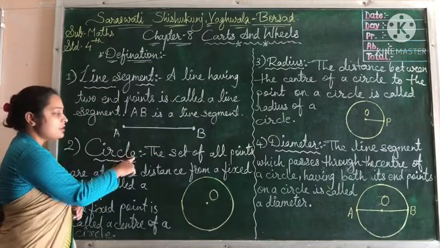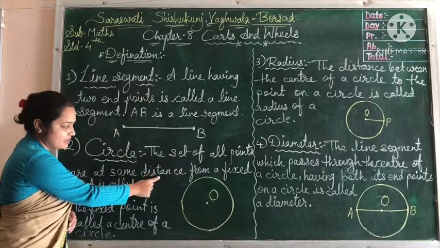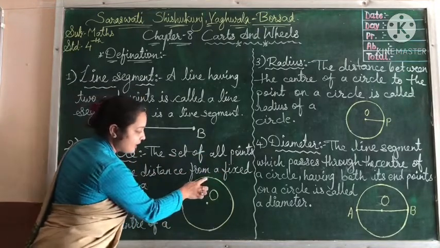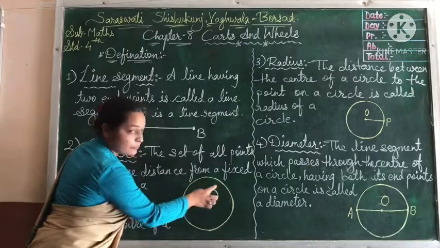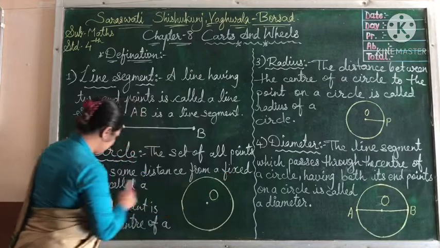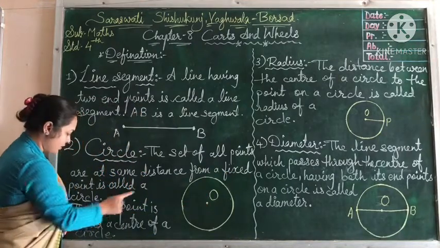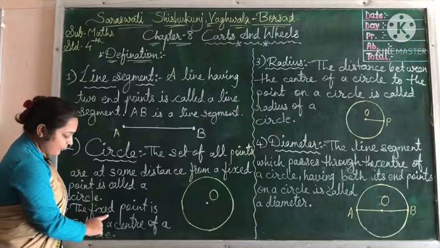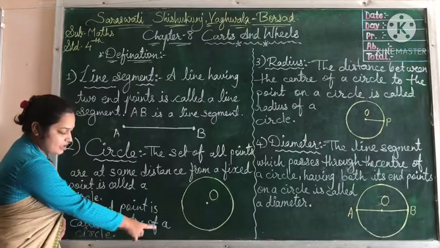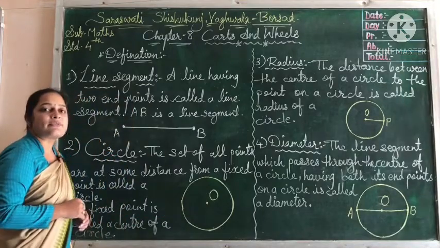Second definition, circle. The set of all points at the same distance. Look, these are the set of points. They are at the same distance from a fixed point. This is called a circle. The fixed point is called the center of a circle.